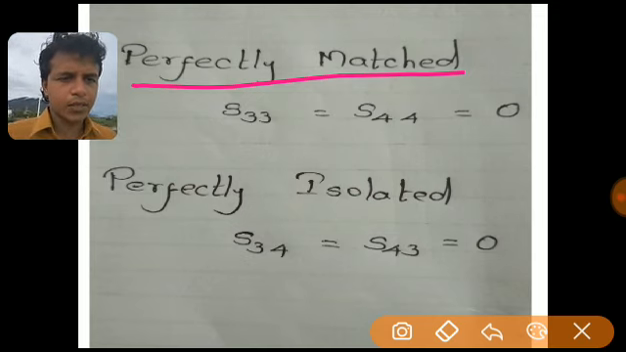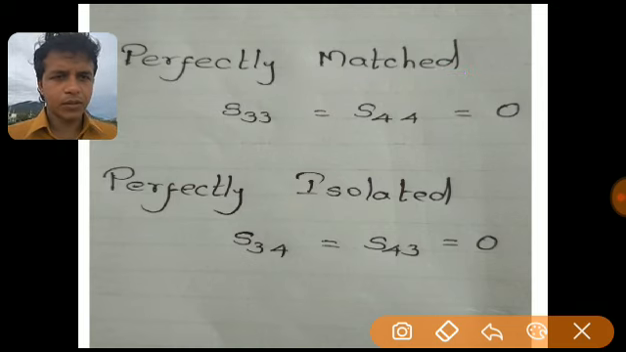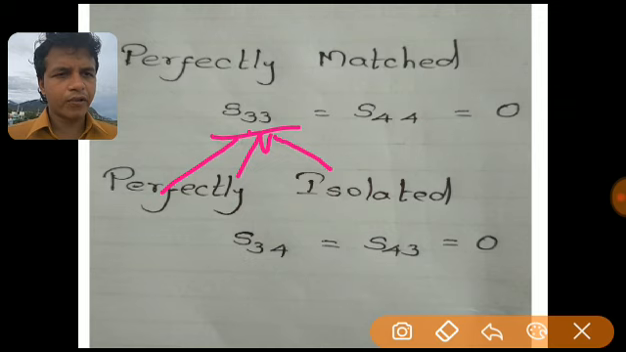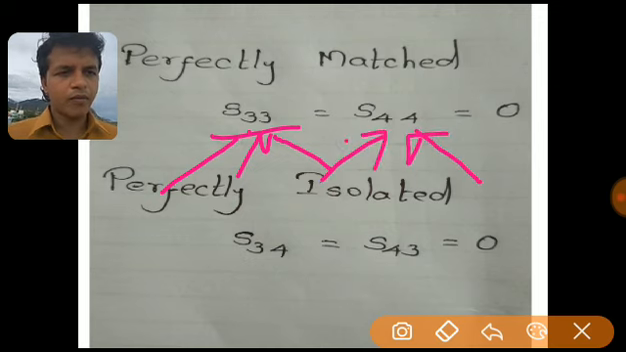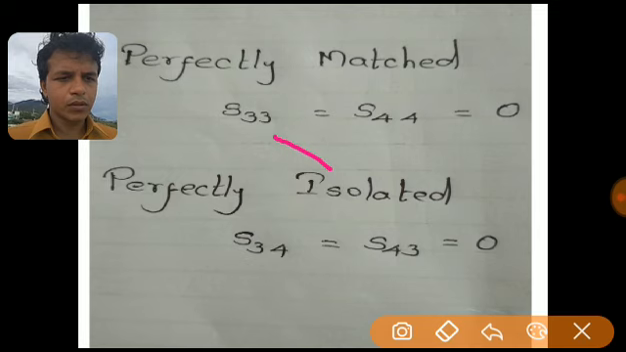Here it is clearly indicated that for a Magic T, or E-H T, or hybrid T, port 3 and port 4 are perfectly matched. That is, when we give input to port 3, there won't be any power in port 3. When we give input to port 4, there won't be any reflected power in port 4. That is why S33 equals S44 equals 0.